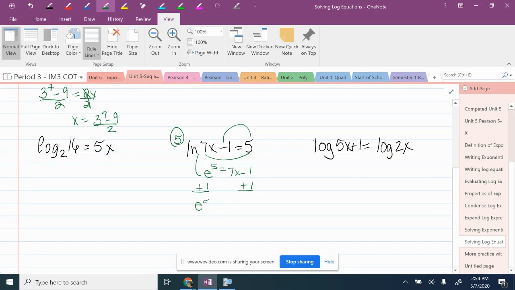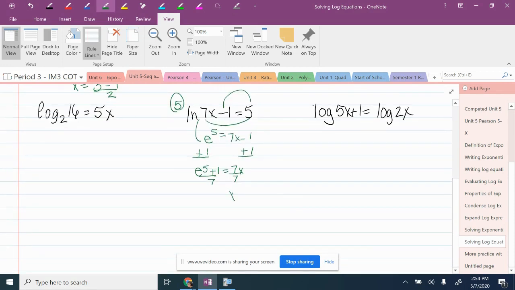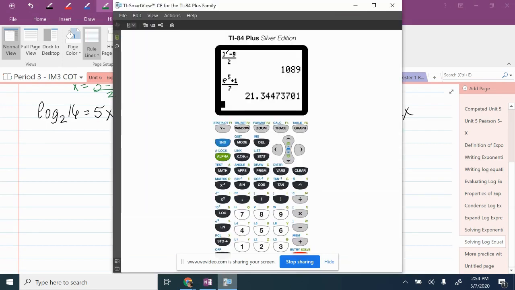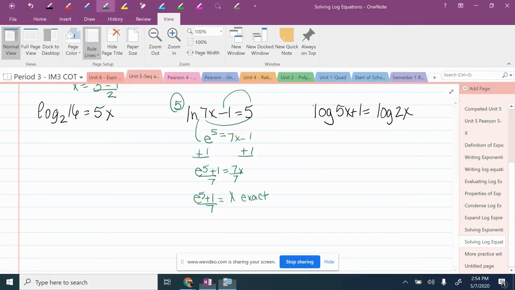So I have e to the 5th plus 1 equals 7x. I'm going to divide both sides by 7. I'll have x equals e to the 5th plus 1 over 7. This is my exact answer, but I could again use my calculator to get a decimal approximation. And when we use those squiggly lines, that means approximately.